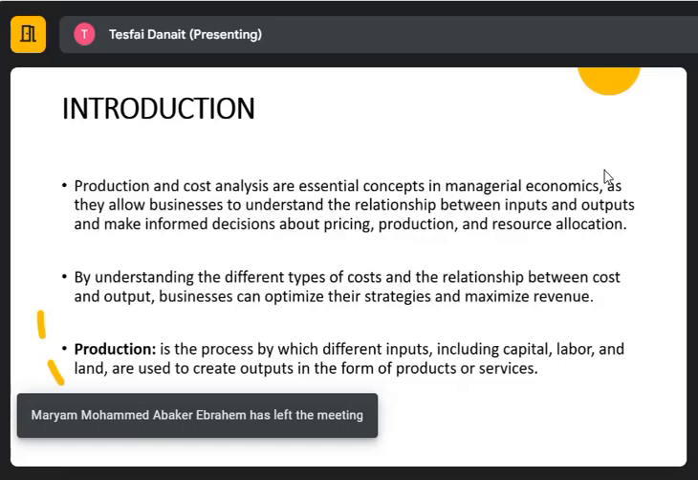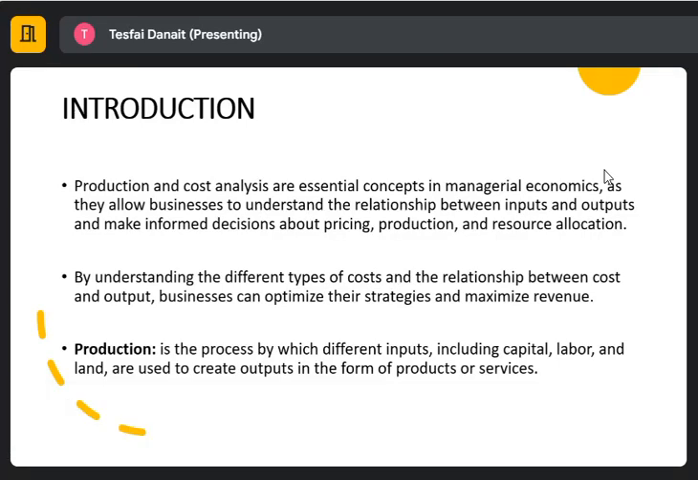Informed decisions about pricing, production, and resource allocation. By understanding the different types of cost and the relationship between cost and output, businesses can optimize their strategy and minimize costs and maximize revenue. So let's go to production.